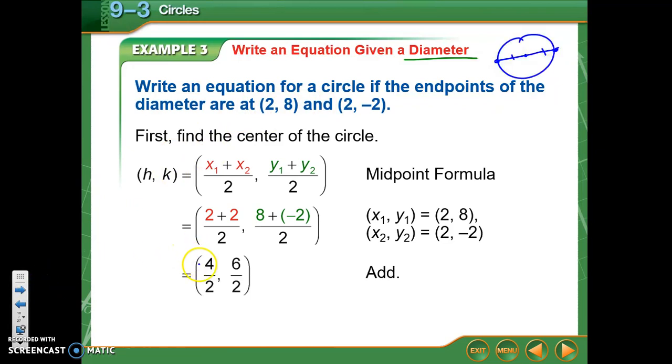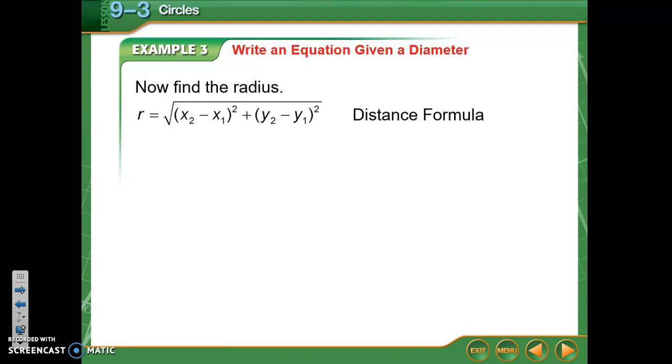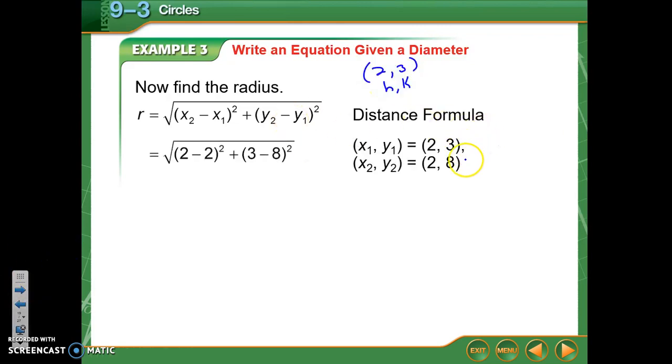And I end up with 4 halves and 6 halves, which is (2, 3) as my center. That's the midpoint of that segment because those are the diameter endpoints. So now I know my center is (2, 3). Now I'm going to find the radius. I'm going to use the distance formula from my center, which is (2, 3), or (h, k), and I'm going to use another point on the circle. Here they're choosing the point (2, 8) as another given point. You could have chosen the other endpoint of the diameter. It wouldn't really matter because it's going to give you the same length of the radius no matter what.